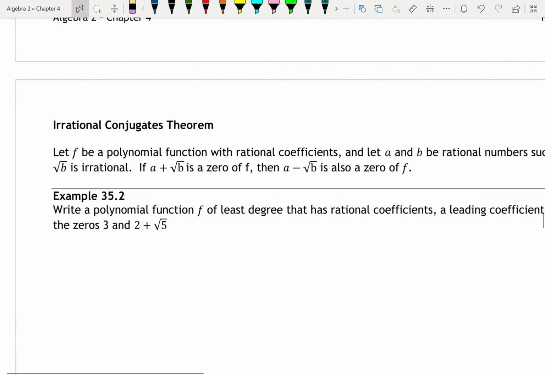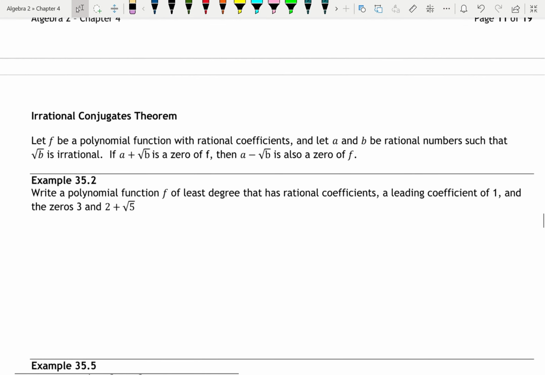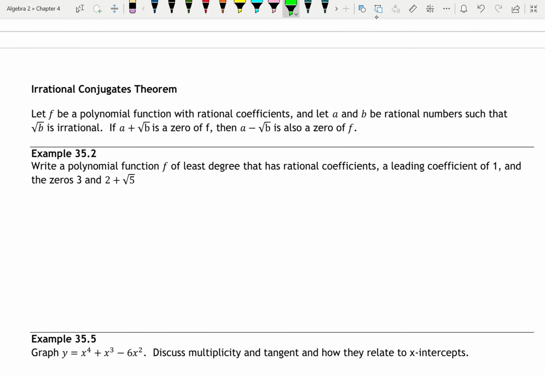Let me see. Oh, irrational conjugates. Let's read what we have here. Let f be a polynomial function with rational coefficients, right? That means with fractional coefficients. Let a and b be rational numbers such that root b is irrational. So that'd be like b equals, I don't know, 2, right? Square root of 2 is irrational, meaning it's a non-terminating decimal. If a plus root b is a 0 of f, then a minus root b is also a 0 of f. That's a neat idea there.